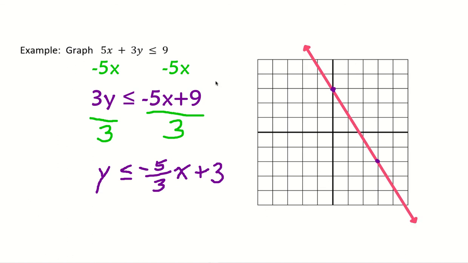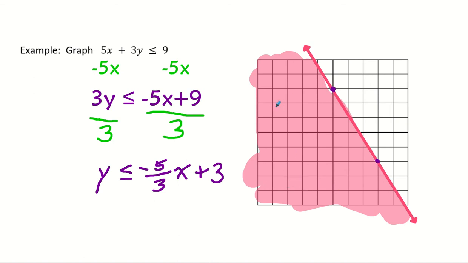Okay? Solid line. And as far as the shading goes, it looks like 0, 0 is open to be tested, but we can just go with the fact that it was a less than. It's a less than or equal to, and if it's a less than, that means we're going to shade below the line. So 0, 0, it looks like, is in fact a solution, and it would have worked out. But so there's the shading below. Okay?